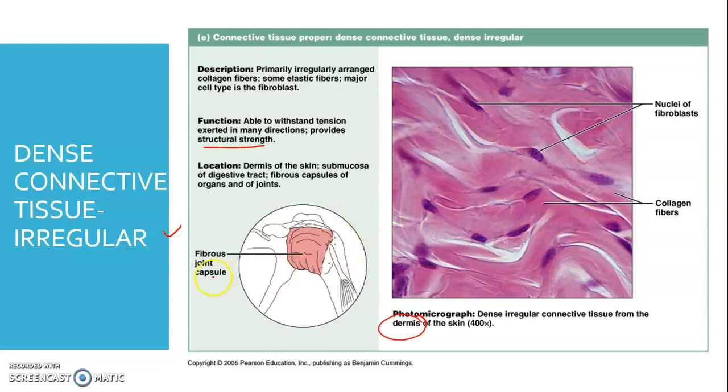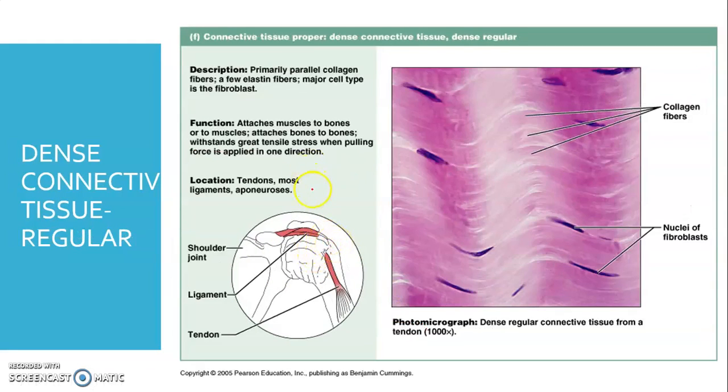It can be found also at the fibrous joint or joint capsule. You can see the pink color here. This is where the irregular dense connective tissue can be found. And then next is the regular. You can see it consists of parallel collagen. These are the collagen fibers.